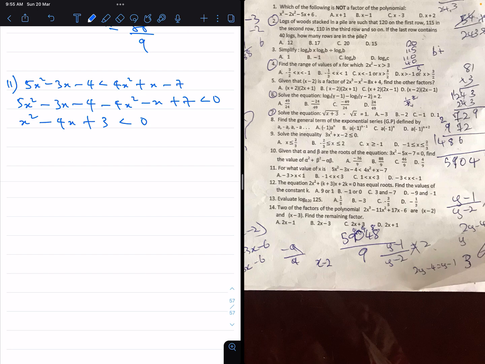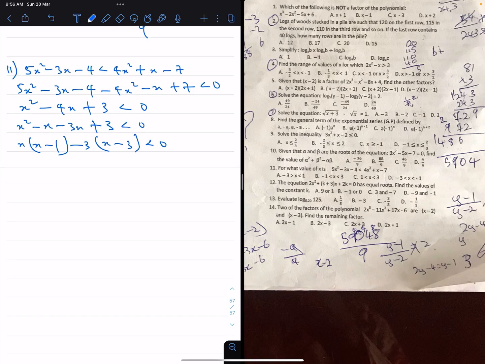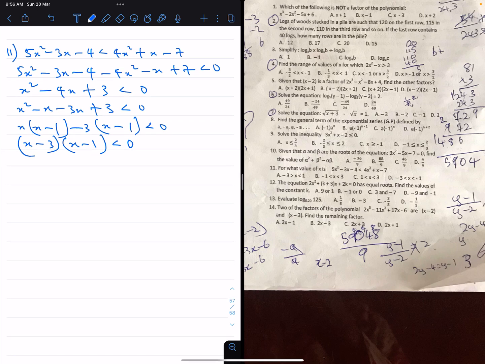Now what do we do? We can factorize the left hand side. What would that be? x squared minus 4x plus 3, less than 0. This means x minus 3 times x minus 1. You are solving it, but I'm actually factorizing. Exactly. So the factors x minus 3 times x minus 1 is less than 0.